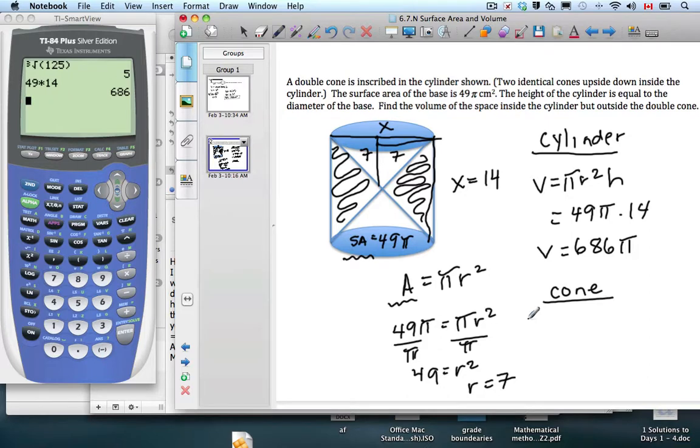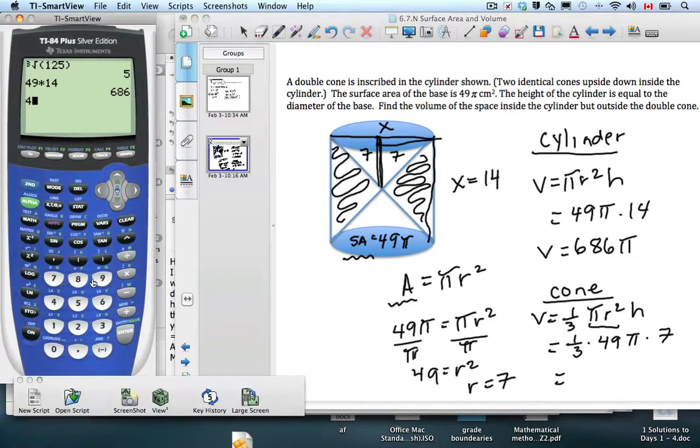Volume of a cone is 1/3 the area of the base, pi r squared, times the height. So 1/3, we already know the area of our base is 49 pi. And the height, we have to be careful here because we're just doing the height of this small cone. So that's times 7. Again, leaving this in exact form: 49 times 7 divided by 3.